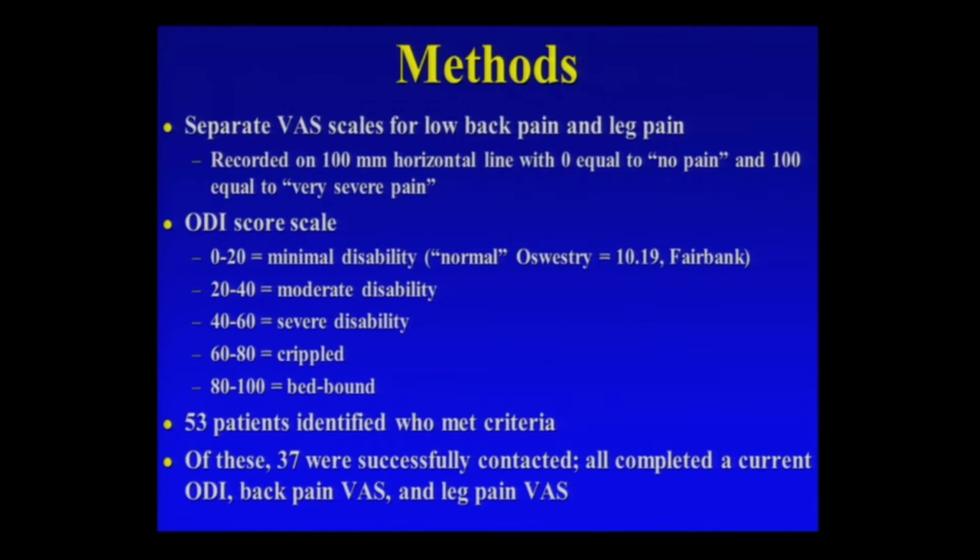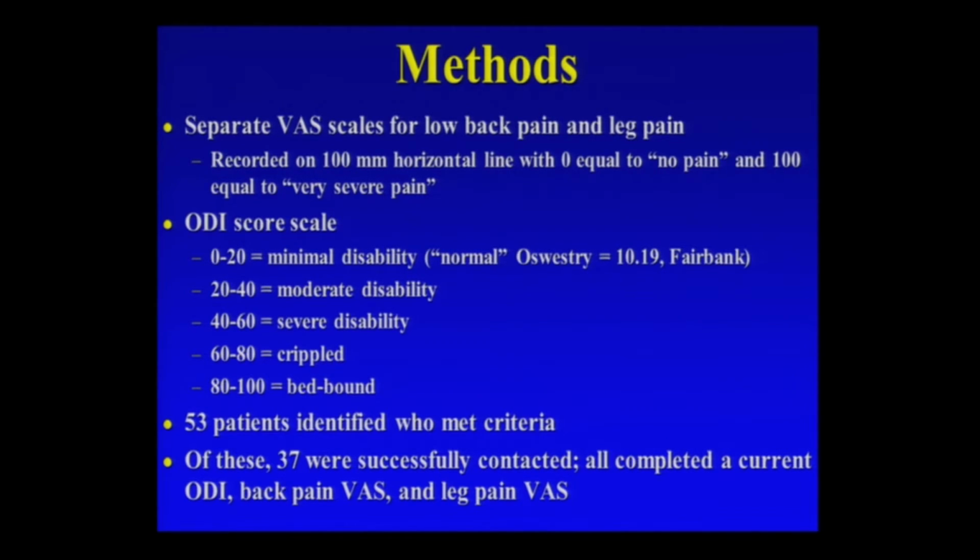We used, as many people do, separate VAS scales for back pain and leg pain. The ODI score scale is here just for reference for those of you who aren't familiar with it. I'm sure most of you are. 0 to 20 on the Oswestry Disability Index is defined as minimal disability. And if you take a normative population, as Jeremy Fairbank has published, a normal Oswestry in an asymptomatic patient population should be slightly over 10, versus 40 to 60, which is in the severe disability range, and 80 to 100 is basically a bed-bound patient.